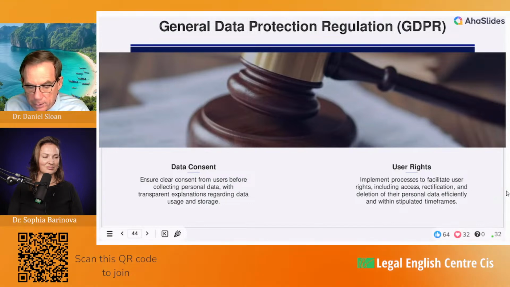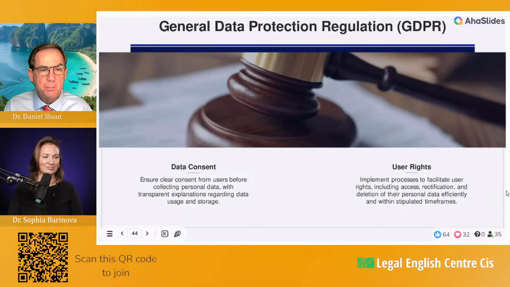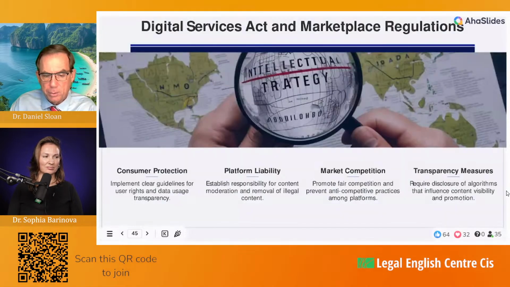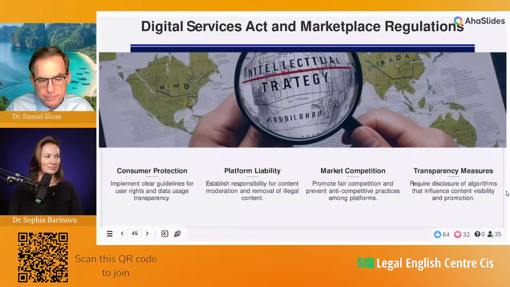rectification, and deletion of personal data efficiently and within stipulated timeframes. So having a time frame in there would mean that we'll keep that data in our system for the next year or 2 years. Many times this becomes a problem when you have a third party that's providing that data collection and storage. So that's a key to also ensure that you're adhering to the law.